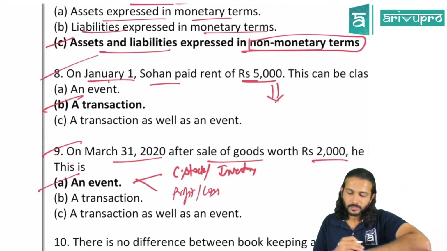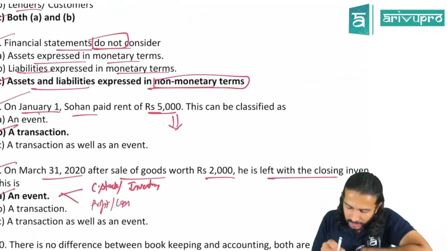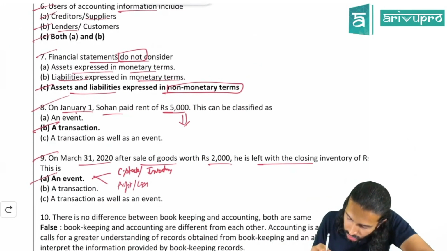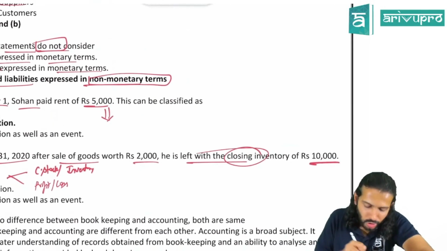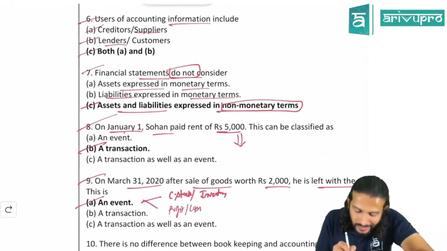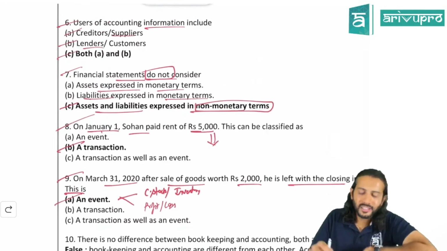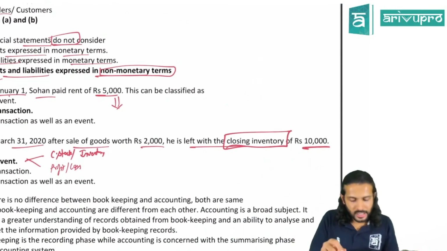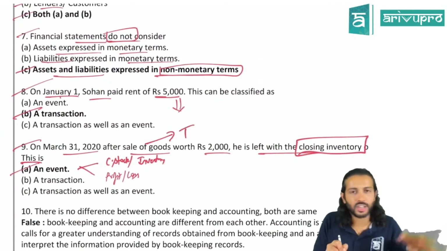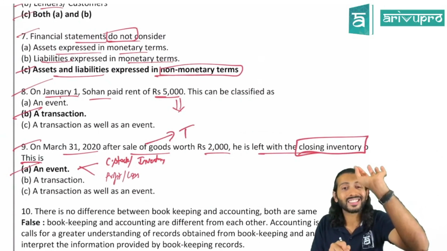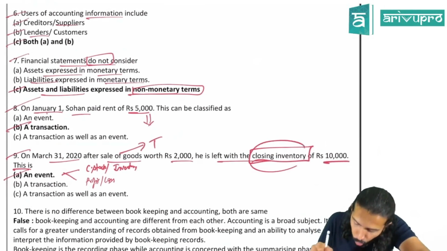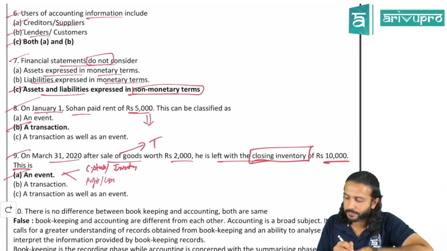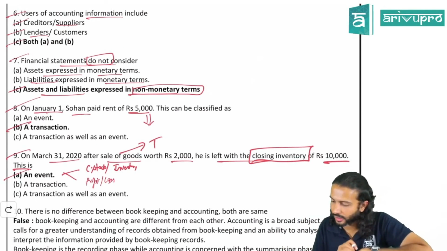Manageable? Comfortable? Okay. Somebody is saying, sir, this is a transaction of 2,000. They're not asking that. In this question, he is left with a closing stock, closing inventory of 10,000. They're talking about closing inventory. Yes, I agree with you, sale of goods is a transaction. I'm not debating that, but they're not asking that in the question. They're asking whether closing inventory is a transaction or an event. So it is an event. Clear, sir?